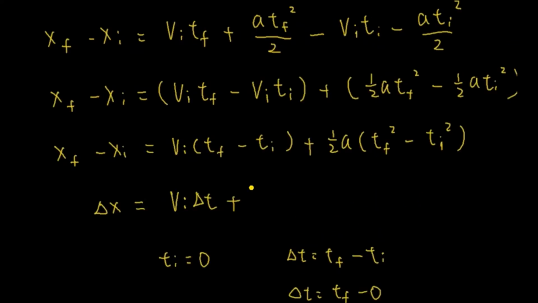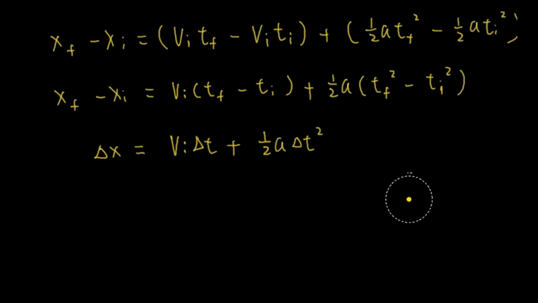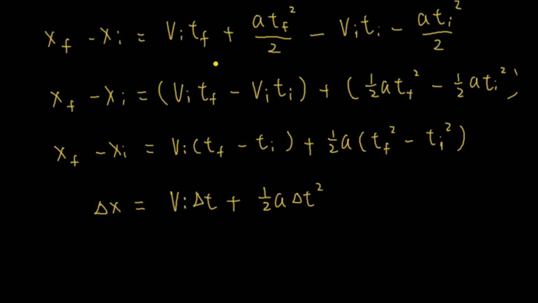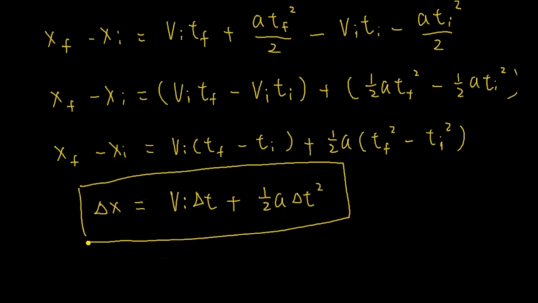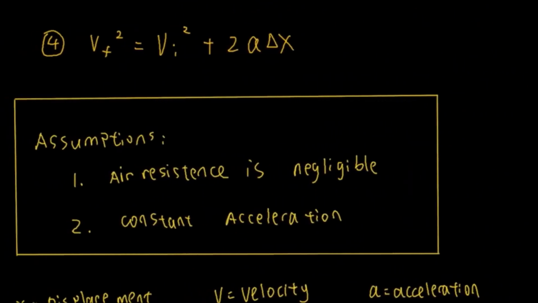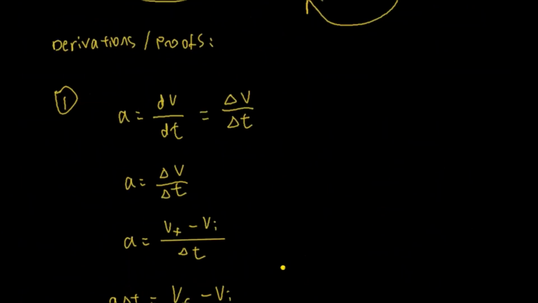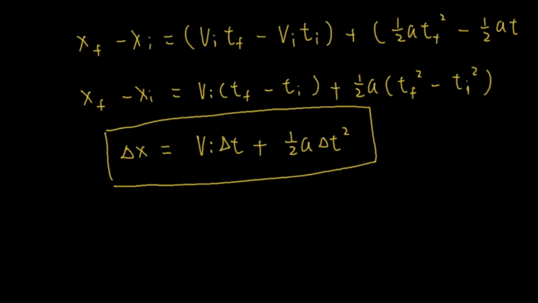So this is basically change in time. So half a change in time squared. Okay, so we don't need this. Now, this equation here is exactly the same as the one we tried to prove here. Exactly the same. Okay, now, this is the calculus approach.